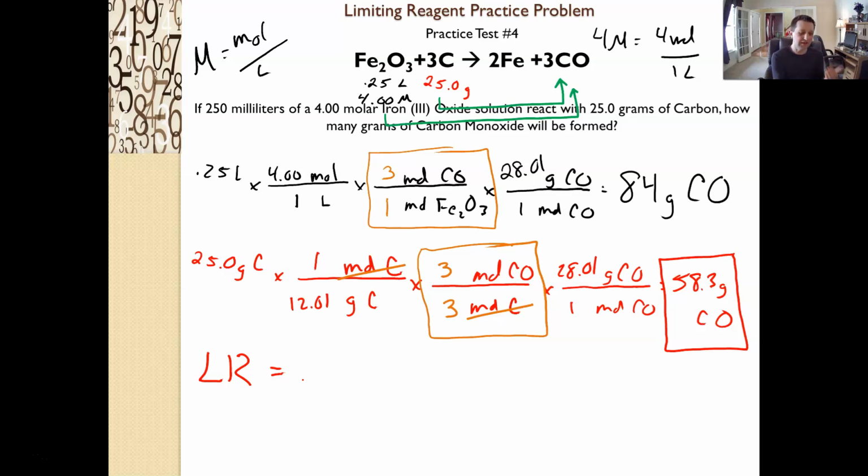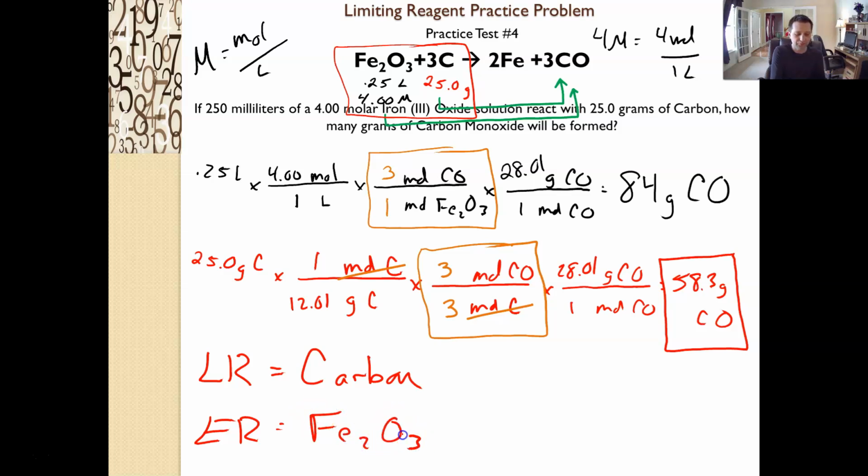So your limiting reagent or reactant has to be on the reactant side of your chemical equation. So the limiting reagent in this case is carbon. The excess reagent is what you have left over. It's the other stuff. In this case, there's only one other thing. It's the iron 3 oxide.